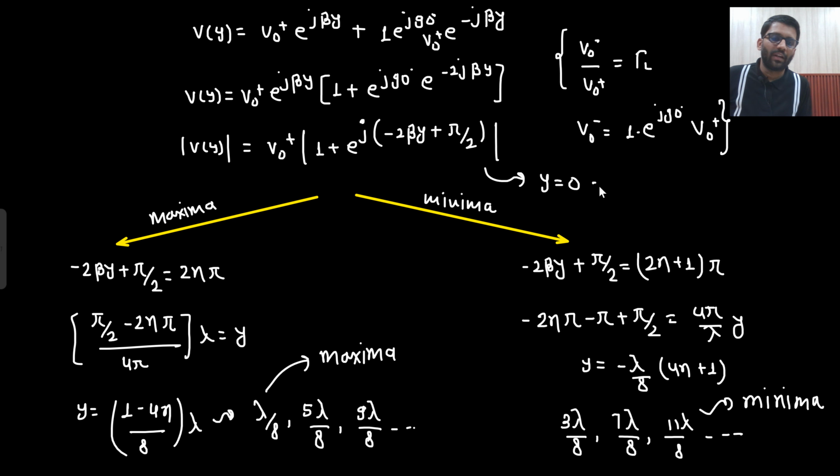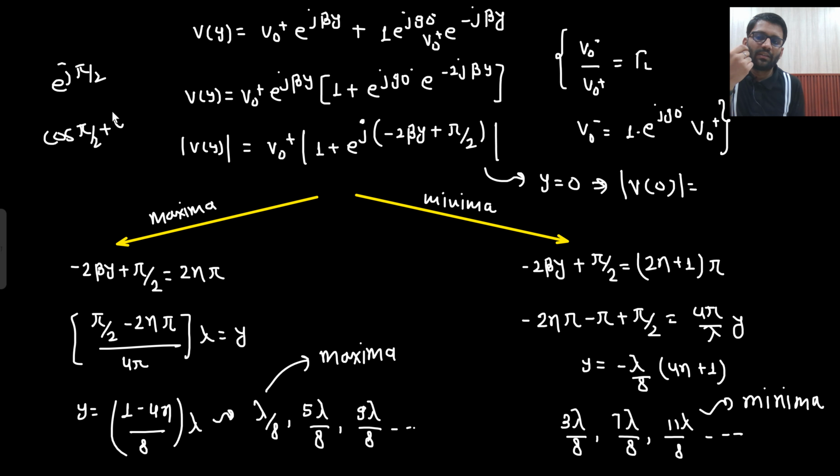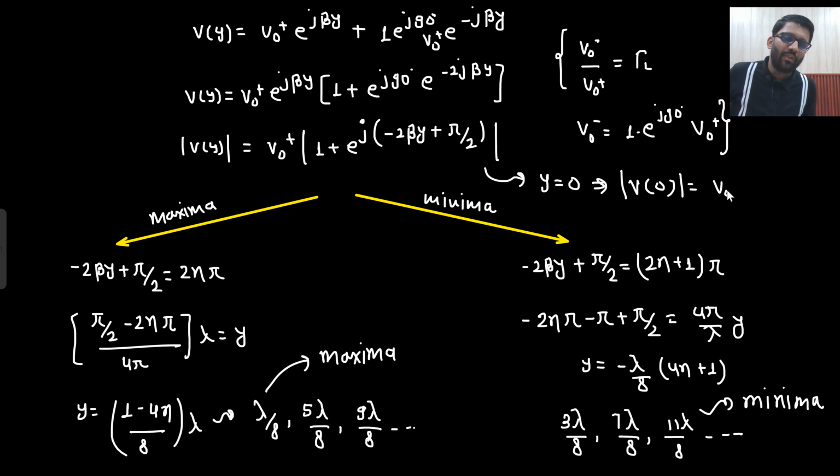If I put y equals to 0 here, then my V(y) would be e to the power j pi by 2. And what is e to the power j pi by 2? It is j only, right? Cos theta plus j sin theta, so cos theta is 0 and only j will be left. So it will be 1 plus j. So it will be V naught plus times the magnitude of 1 plus j. And what is the magnitude of 1 plus j? Under root 2 V naught plus. So at y equals to 0, you are having under root 2 V naught plus.